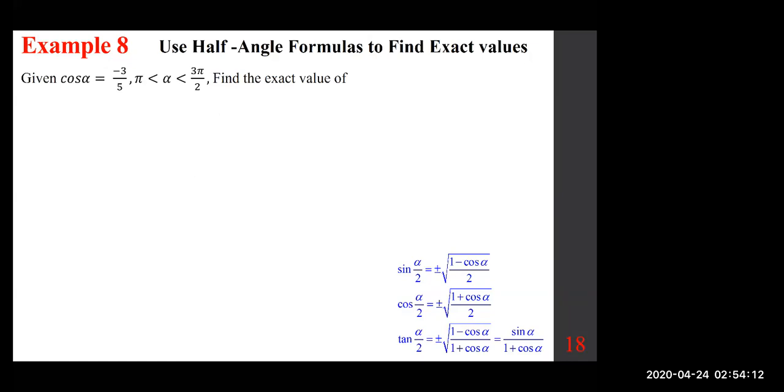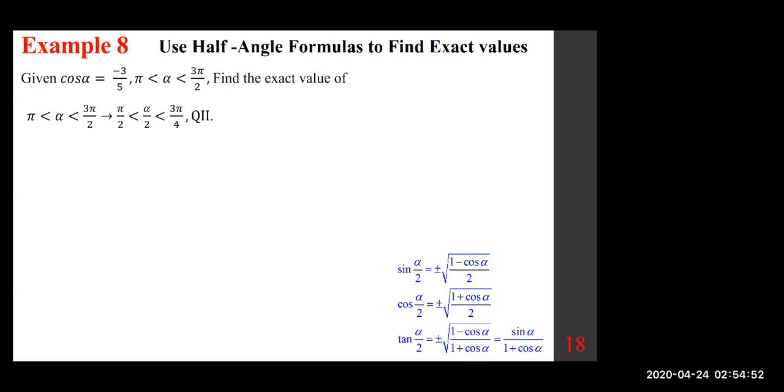All right. We want to find the exact values for sine of alpha over 2, cosine of alpha over 2, and tan of alpha over 2. Where cosine alpha is negative, and we are in which quadrant? Between pi and 3 pi over 2. It's in the third quadrant. And so alpha over 2 is between pi over 2 and 3 pi over 4, which is in the second quadrant. So we established the quadrant, everybody.